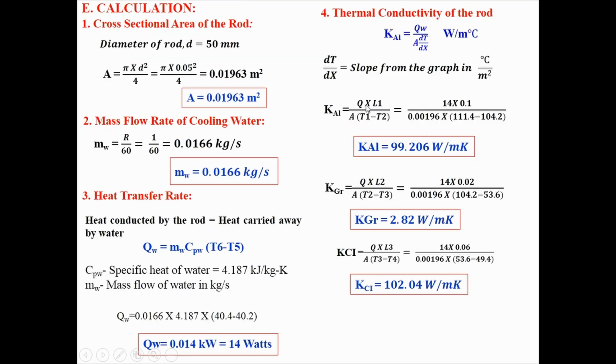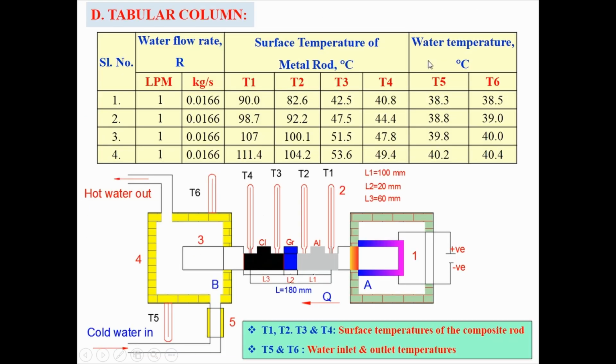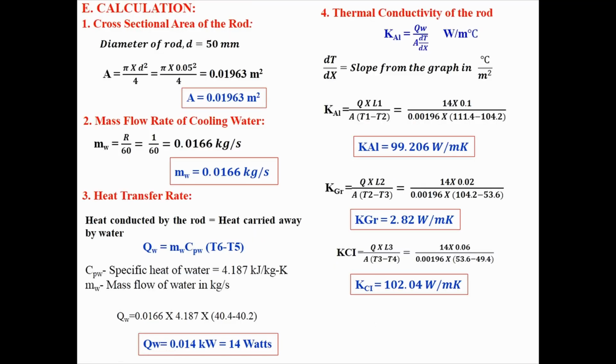Q I have written as it is. dx I have taken to the numerator side. That dx is nothing but, for material 1, L1. Next, A into dT: dT is the change in temperature. Change in temperature is T1 minus T2 for the aluminum material.